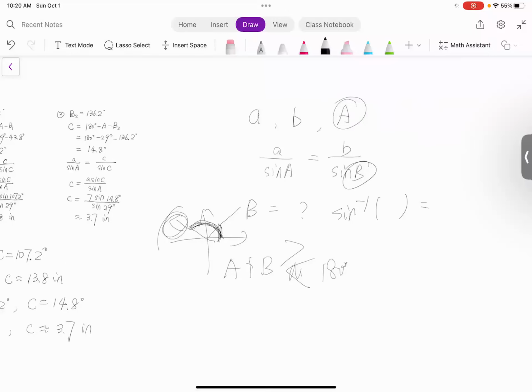And there is another case: when I'm solving, sine B is greater than 1, for example, 2. Greater than 1. There's no solution for this one.